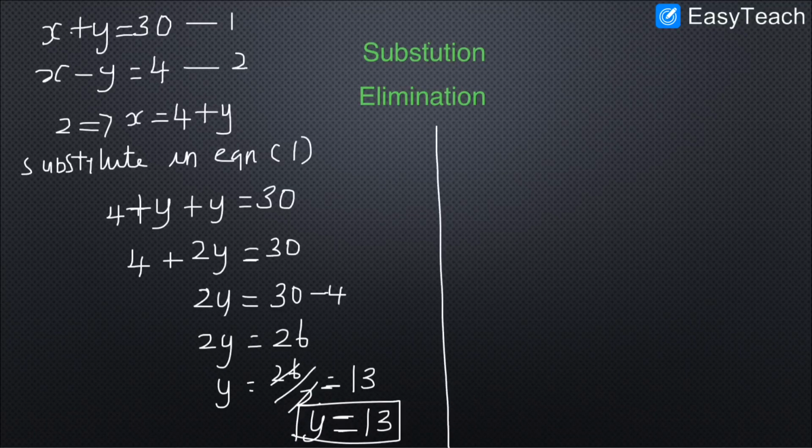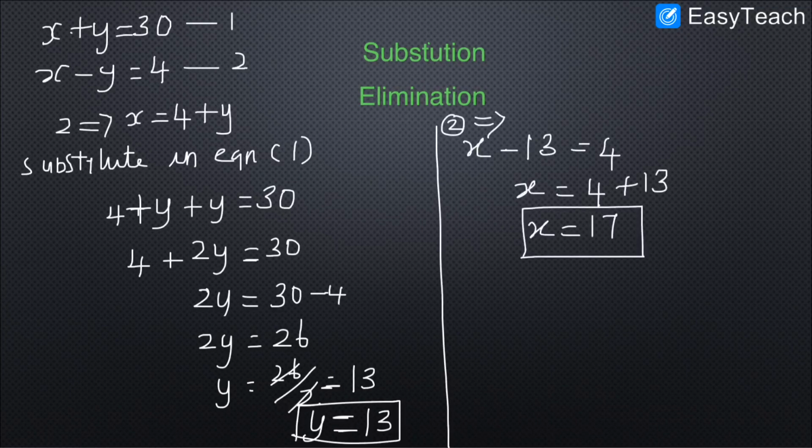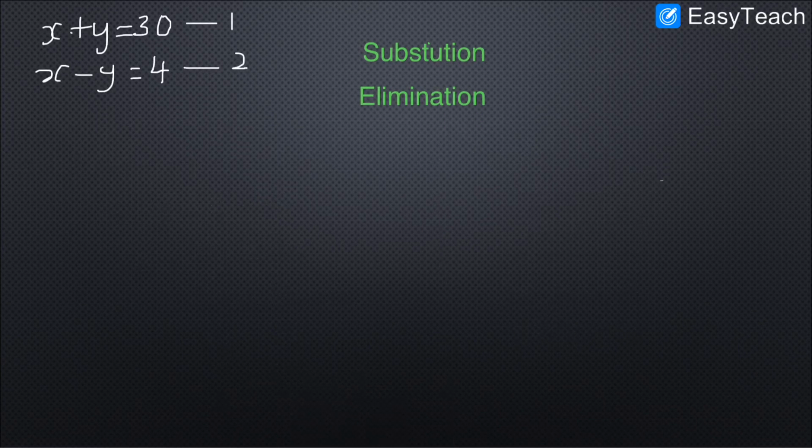I am going to substitute the y value in the other equation, any one of the equations. Here I substituted in the second equation, which is x minus 13 equals 4. So I get 17 for x. Now we are able to tell there are 17 boys and 13 girls in the classroom.